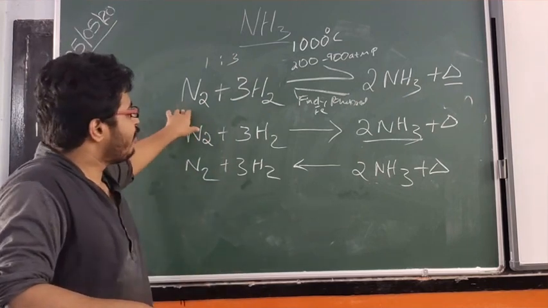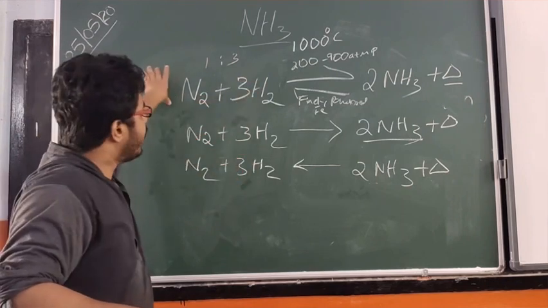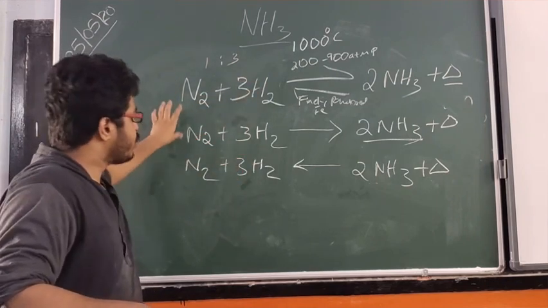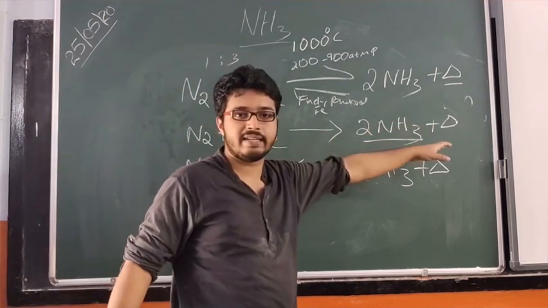So if you look at these two sub reactions under this reversible case, N2 plus 3H2 gives 2NH3 plus heat.